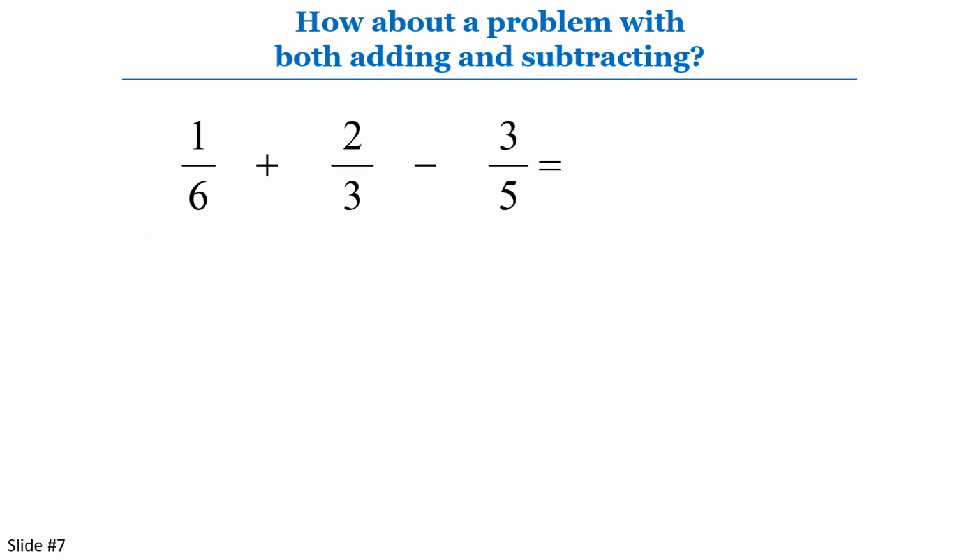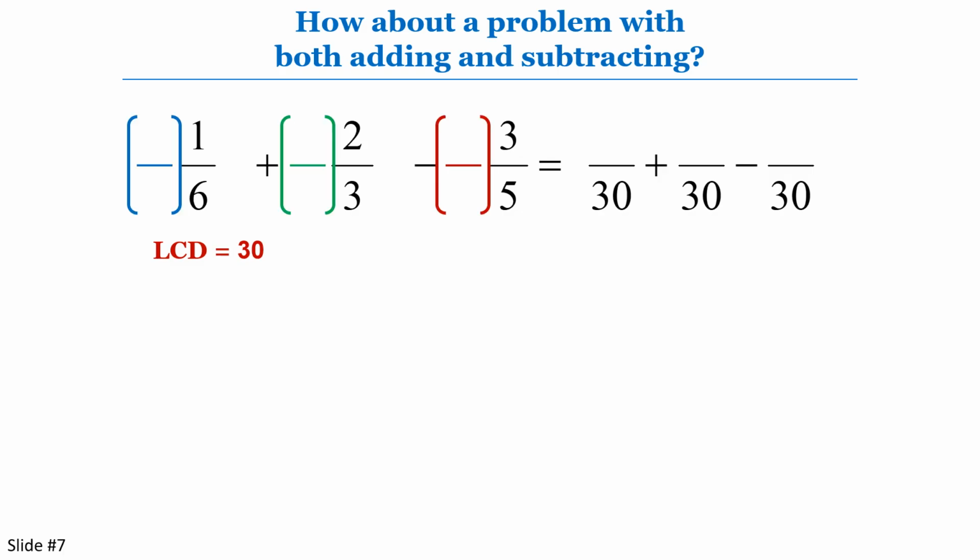But what if there's adding and subtracting in the same problem? The process isn't any different. You find the common denominator, which is 30 in this case. So we're going to write it out with 30s in the denominator, leaving the numerators blank. Notice that the plus and minus are in the same positions between the fractions. So we have to multiply each of these by their individual little fractions.